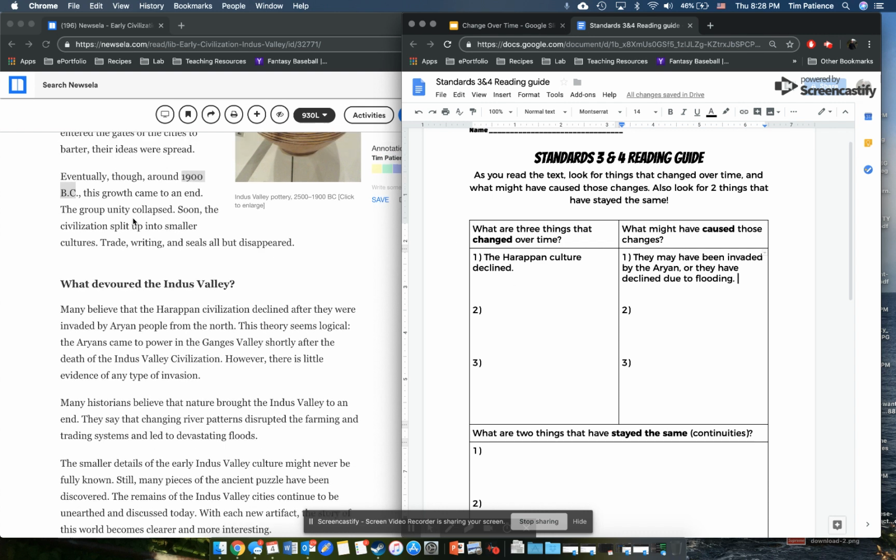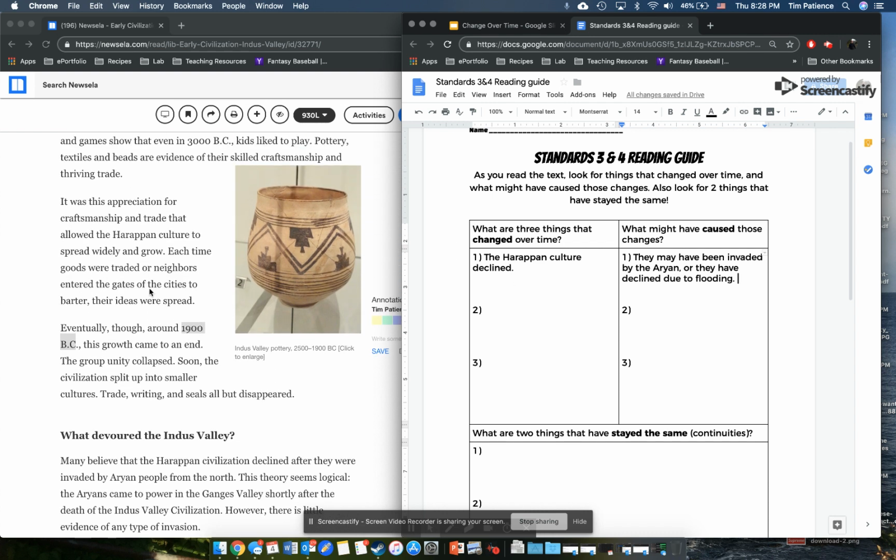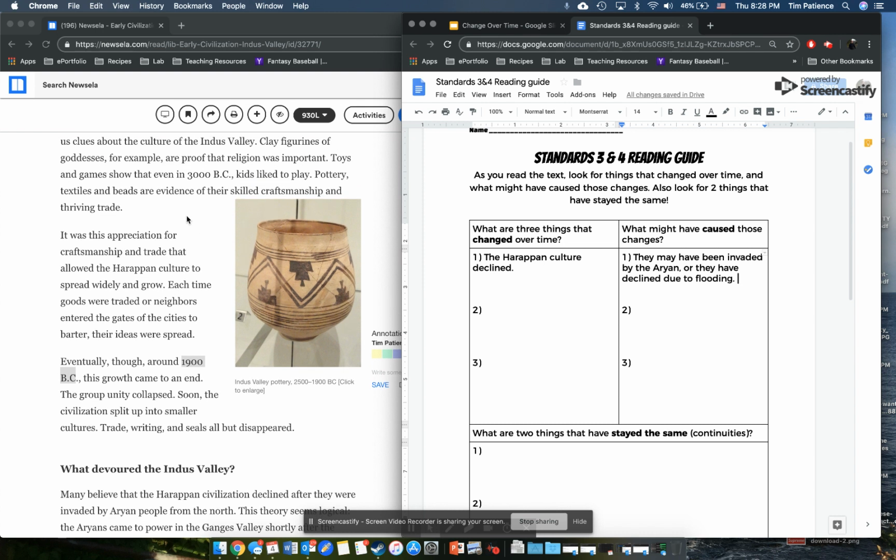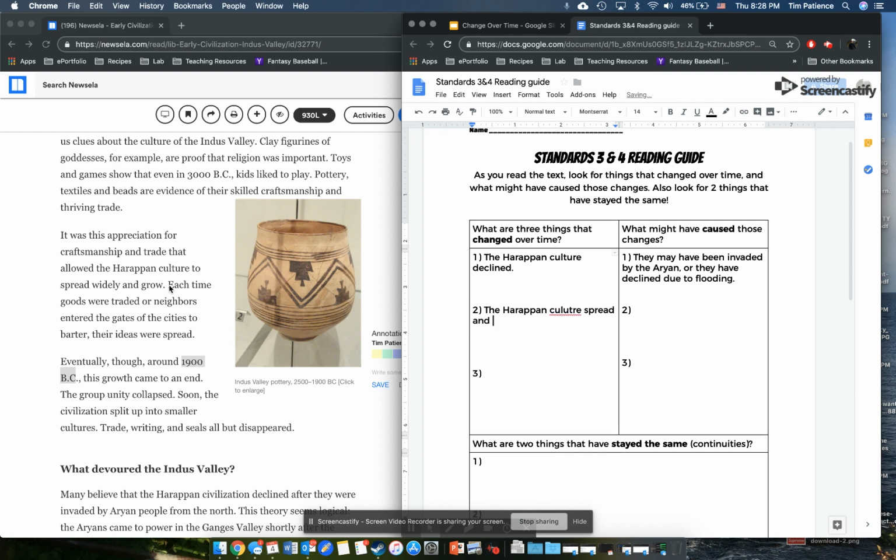The Harappan culture declined. So, what are some other significant changes? Well, we know that the Harappan culture spread at one point, because the reading tells us that directly, right? It allowed the Harappan culture to spread widely and grow. We know that means they started out pretty small, right? Because they had to grow, and then they got bigger. So the Harappan culture spread and grew. Okay.